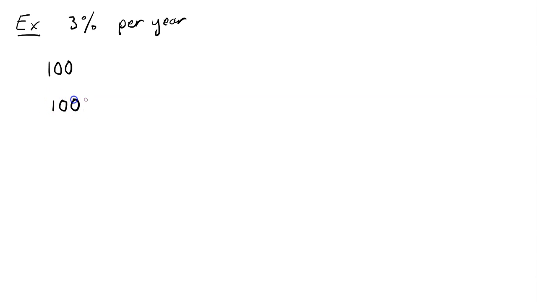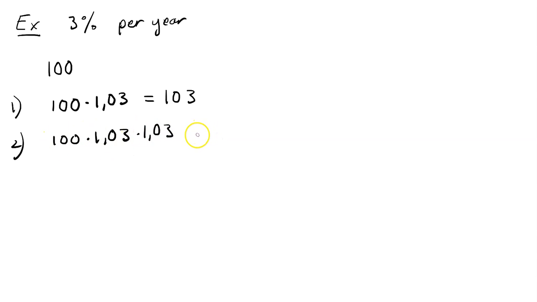Then you have 100 times 103% of that, or you multiply it by 1.03 since it increased by 3%. So after 1 year you have $103. How much do you have after 2 years? Yeah, after 1 year you had this much. And then in the second year, this amount will increase by this much. So after 2 years you will have this much.